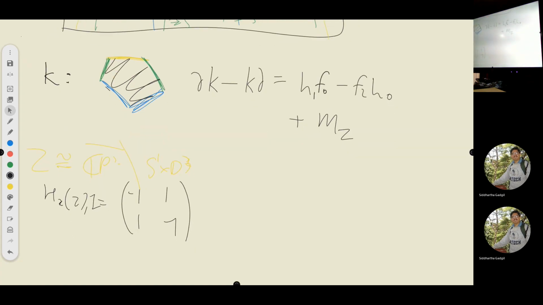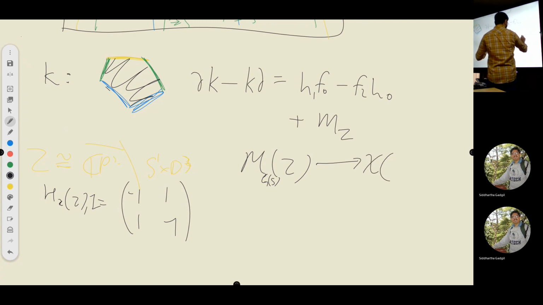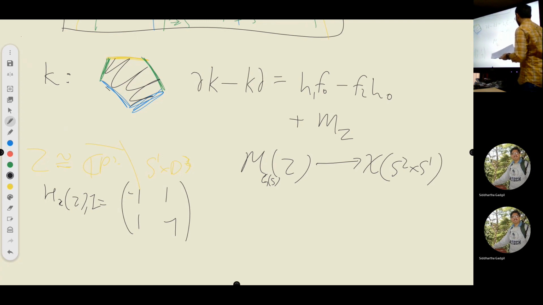I want to talk about how you deal with this MZ. The key point is that you want to say something like this. You look at the moduli space over Z with the space of metrics, let me call that GS. Then you have a restriction map to the character variety of S2 times S1, which I'm calling chi. This is of formal dimension 1, and this is also of formal dimension 1. So this is a map between two intervals, and you want to say that the degree of this map is 1.